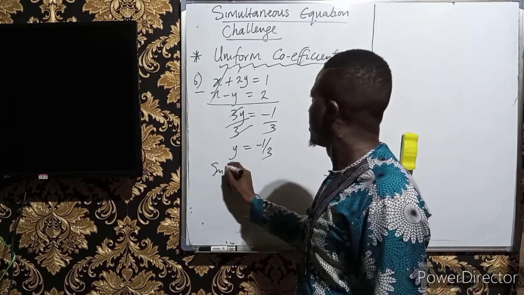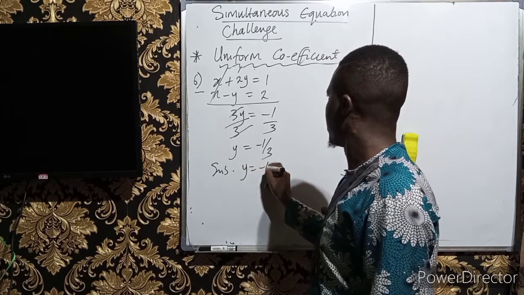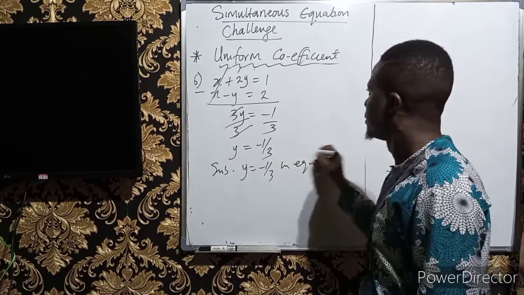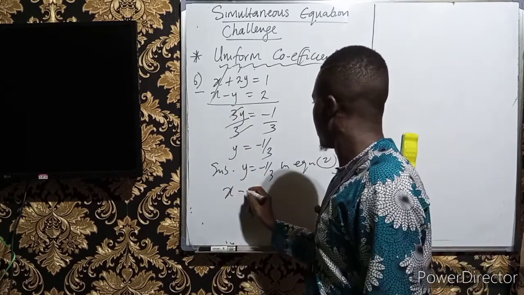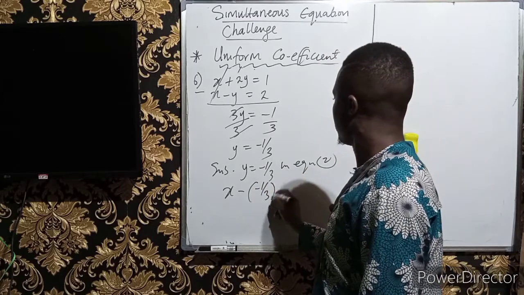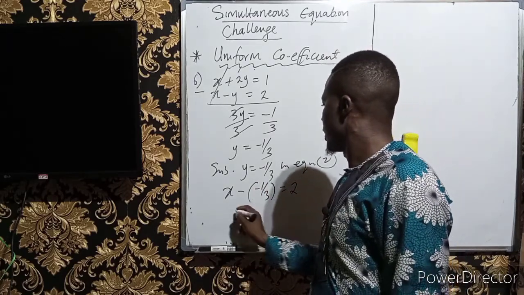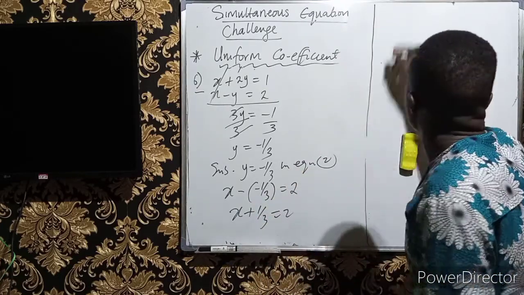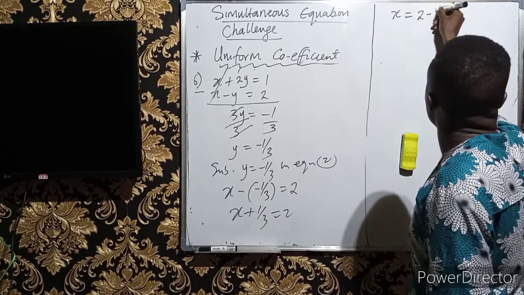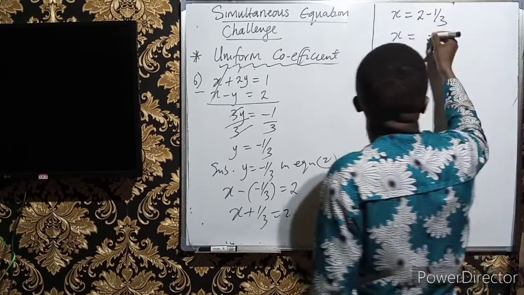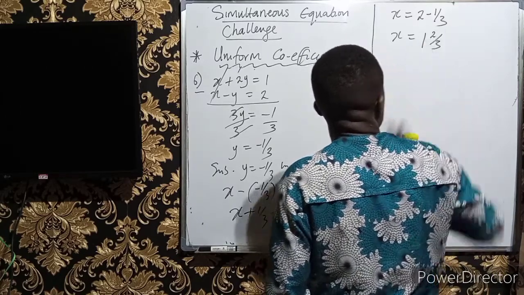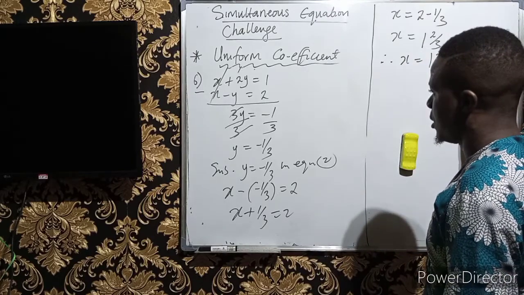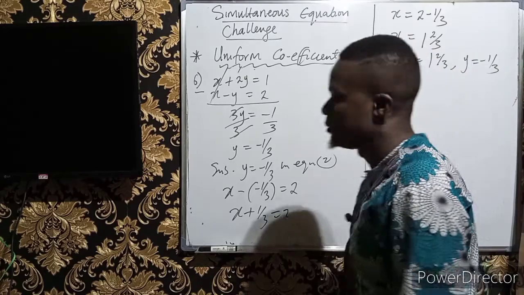Now to get x, I'll substitute y equals minus 1 over 3. This time around, let me use equation 2. Look at equation 2 here. I have x minus y. I'll write minus 1 over 3 equals 2. Minus minus turns to plus. Now this will come to the other side. We have that x is now 2 minus 1 over 3. And 2 minus 1 over 3 is just one whole number, 2 over 3. That's the answer. So therefore, x is one whole number, 2 over 3. y is minus 1 over 3.